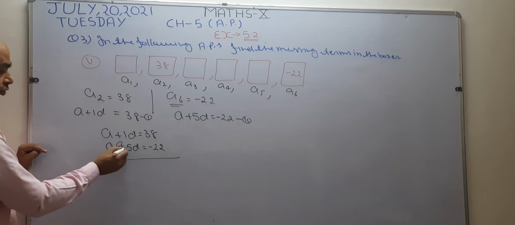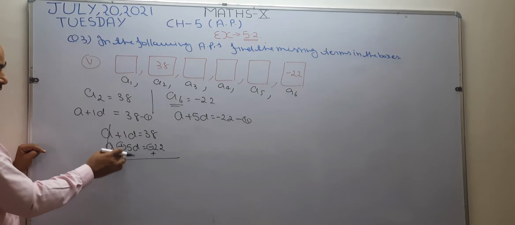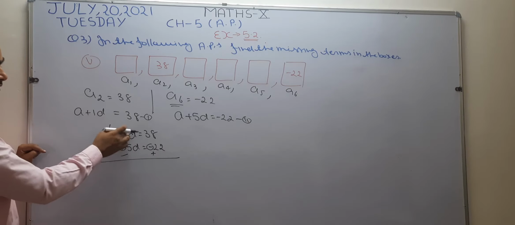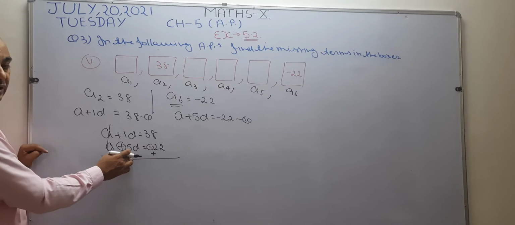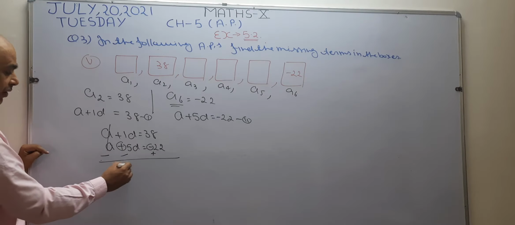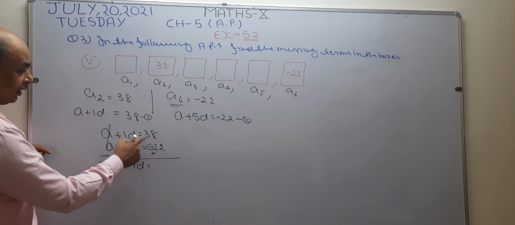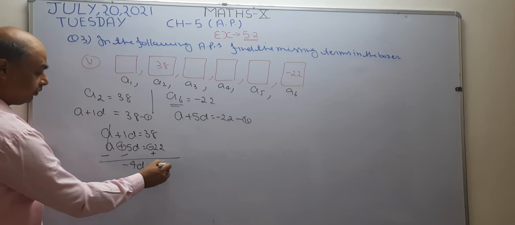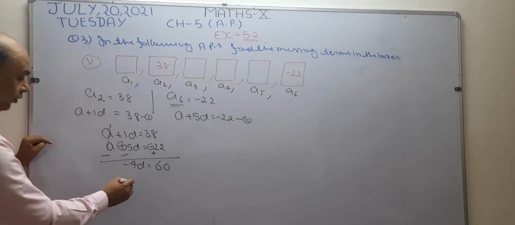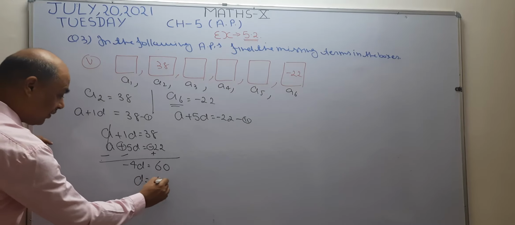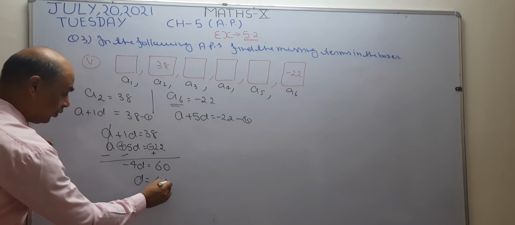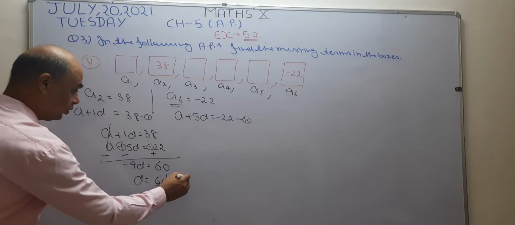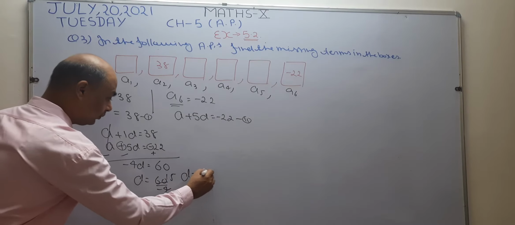Now A is cancelled with A. What is left? Plus minus, plus minus minus. 5 minus 1 is 4. Whose sign is taken? The larger number's. The larger number is 5, so this becomes minus 4D. Now plus plus plus: 38 plus 22 becomes 60. So write here 60. So the value of D becomes 60 divided by minus 4. 4 ones are 4, 4 fives are 20. Hmm, the value of D becomes minus 15.